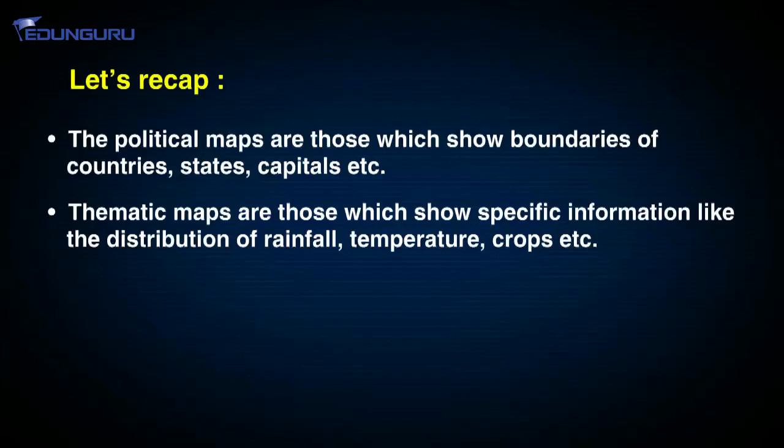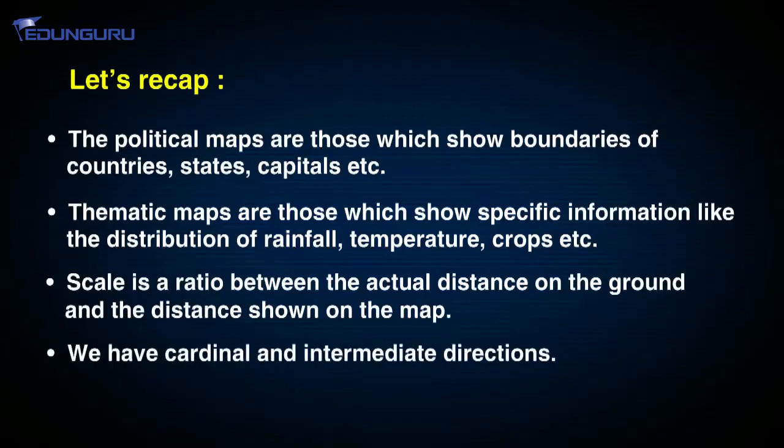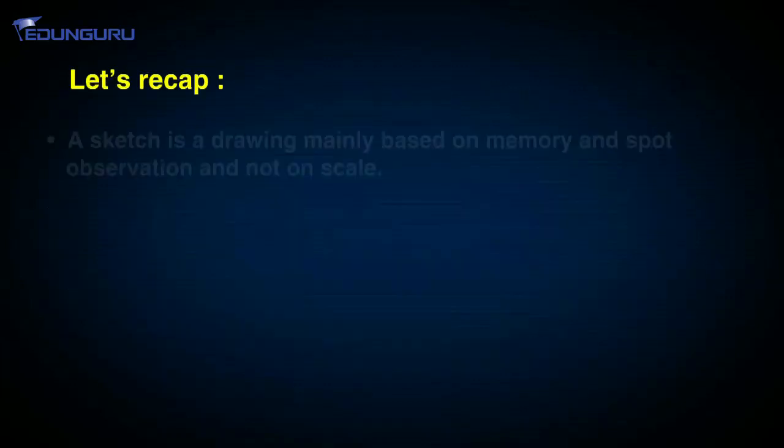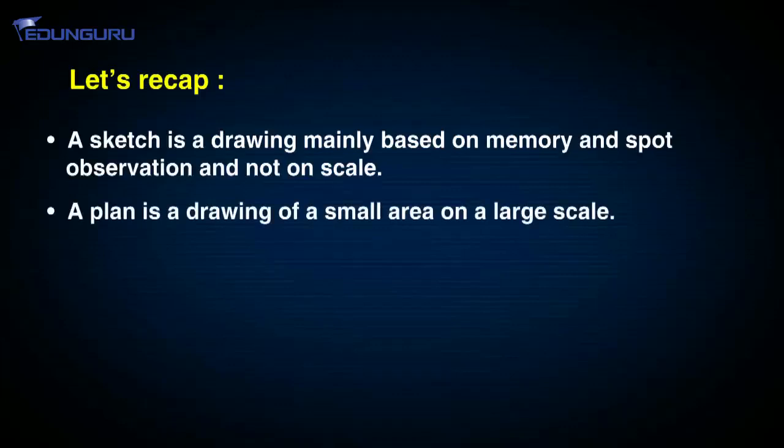Thematic maps are those which show specific information like the distribution of rainfall, temperature, crops, etc. Scale is the ratio between the actual distance on the ground and the distance shown on the map. We have cardinal and intermediate directions. A sketch is a drawing mainly based on memory and spot observation and not on scale. A plan is a drawing of a small area on a large scale.